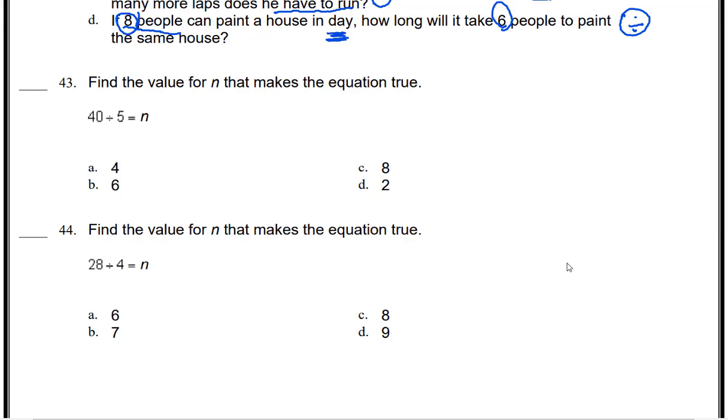Find the value for n that makes the equation true. Okay, 40 divided by 5 equals n. Equal 8. Excellent, because we need to say here that n is equal to 8, so the answer is 8, because 40 divided by 5 equals 8. Great work Muhammad, thank you.